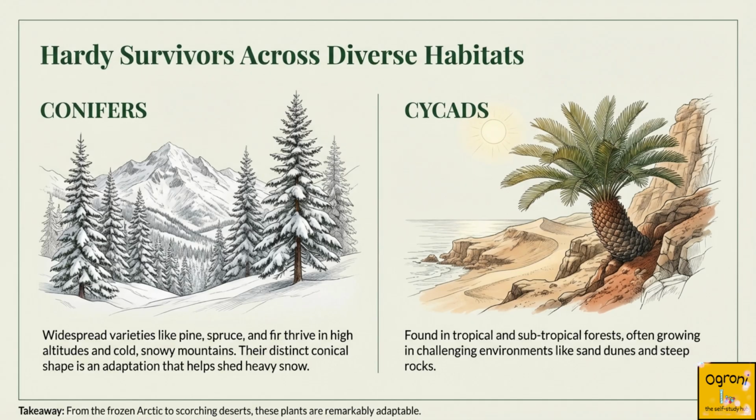Habitat. The most widespread gymnosperms are conifers, which include pine and spruce and are mostly found in high altitude cold snowy mountains. Their distinct conical shape helps them to shed heavy snow. Whereas the cycads are mostly found in tropical and subtropical regions, often growing in challenging environments like sand dunes and steep rocks.